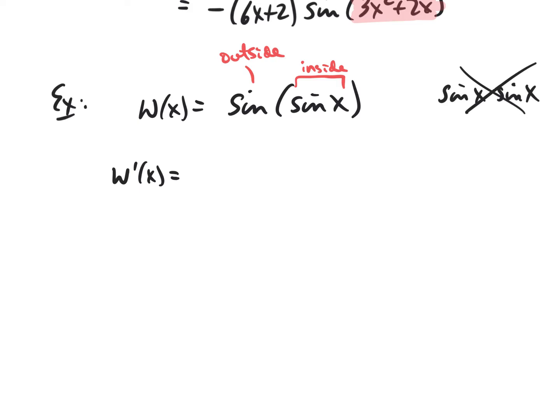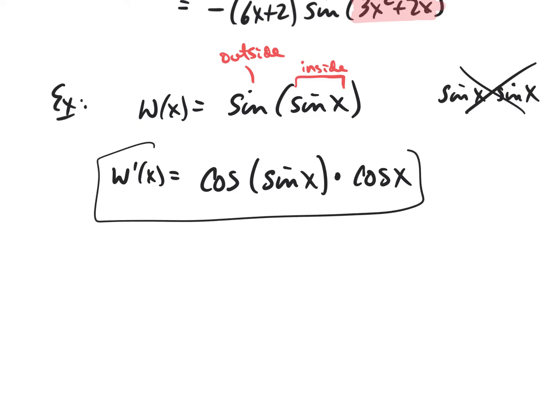The derivative of the outside, the derivative of sine is cosine, but not cosine of x. We have to leave the angle, the inside function, alone. Then multiply by the derivative of the inside function. The derivative of sine is cosine. And no simplifying could be done here, so this would be our weird-looking derivative. Okay?